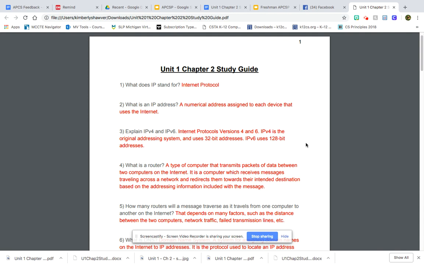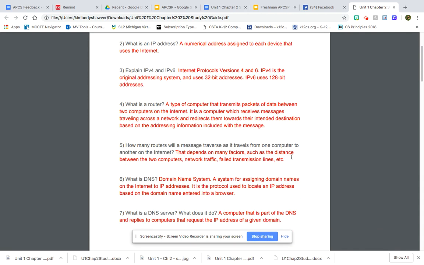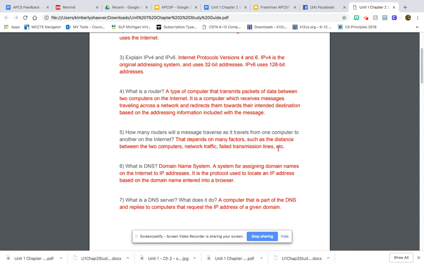What does IP stand for? Internet Protocol. What is an IP address? A numerical address assigned to each device that uses the internet. And a device can be a computer, a cell phone, an iPad, anything with internet access.